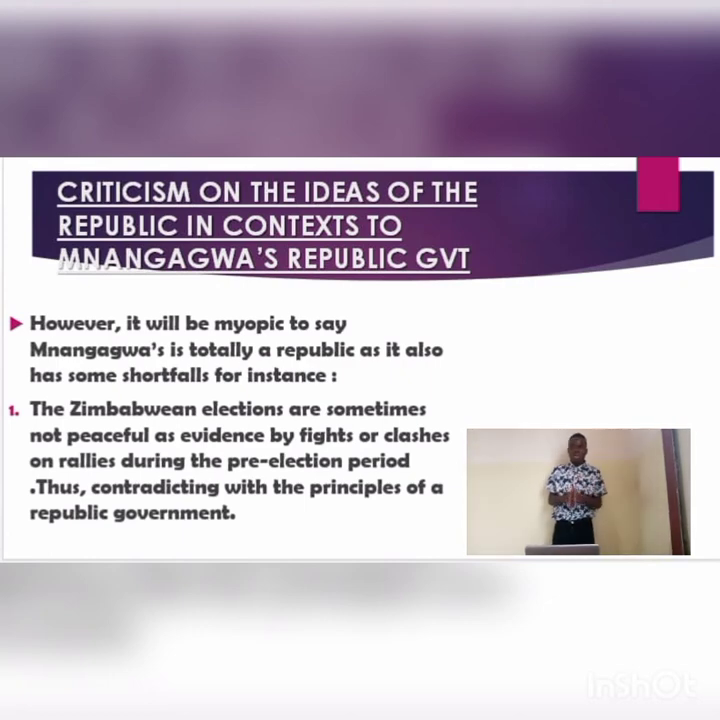For example, we can give an example of the 2018 harmonized elections, where soon after the elections, people were trying to demonstrate against the delay in the publication of results. People were attacked. During that election era, people were attacked, and some were left dead, some were shot by gunfire. This shows that there's no peace in Zimbabwe. The elections are most violent.